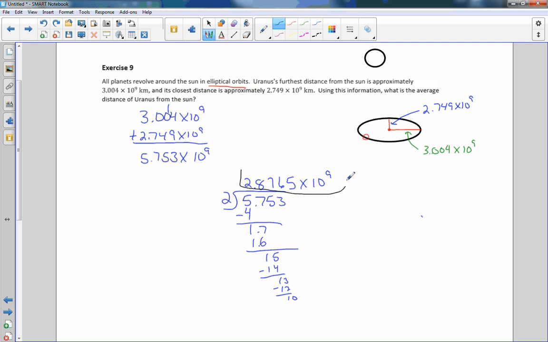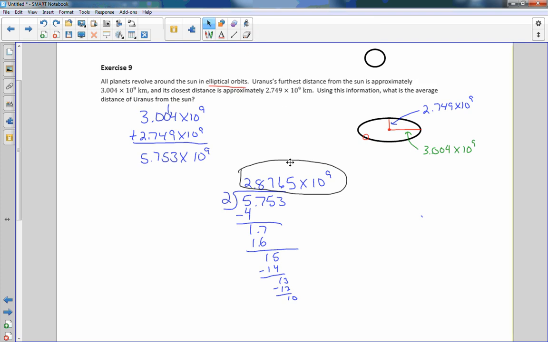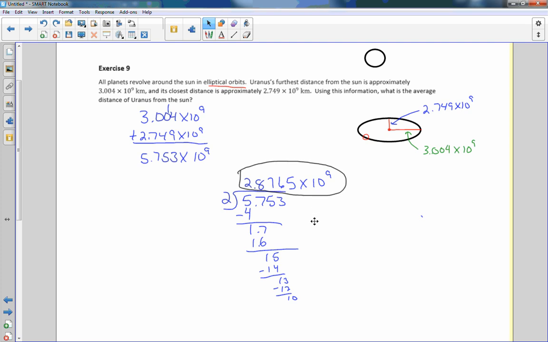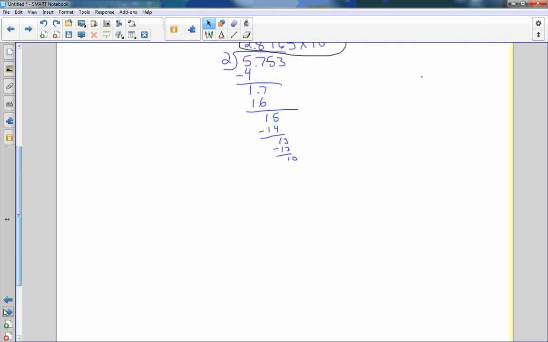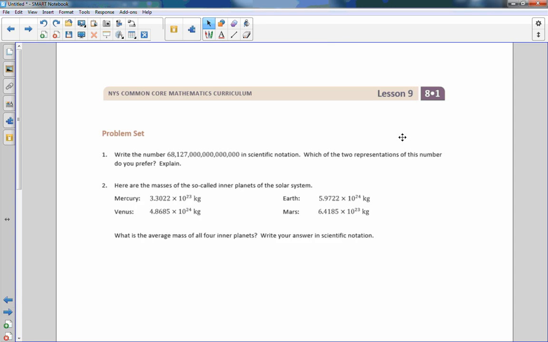So this is our answer. That is the average distance the planet is from the sun. Okay? That is the end of lesson 9. Go do your problem set.